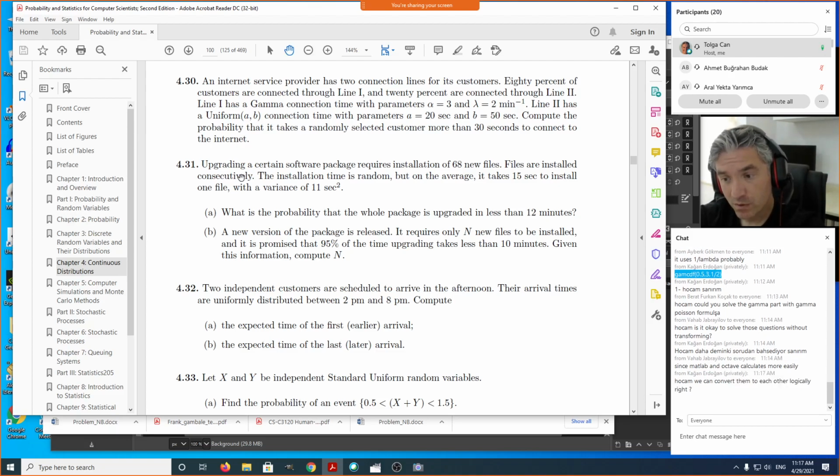The number of failures and the number of trials can be converted to each other logically. It may even be easier than the conversion from negative binomial to binomial in the book's example, because the number of trials is the sum of the number of successes and failures. So if you know the number of trials, you just subtract the number of successes from it, and you get the number of failures. They can easily be converted to one another.